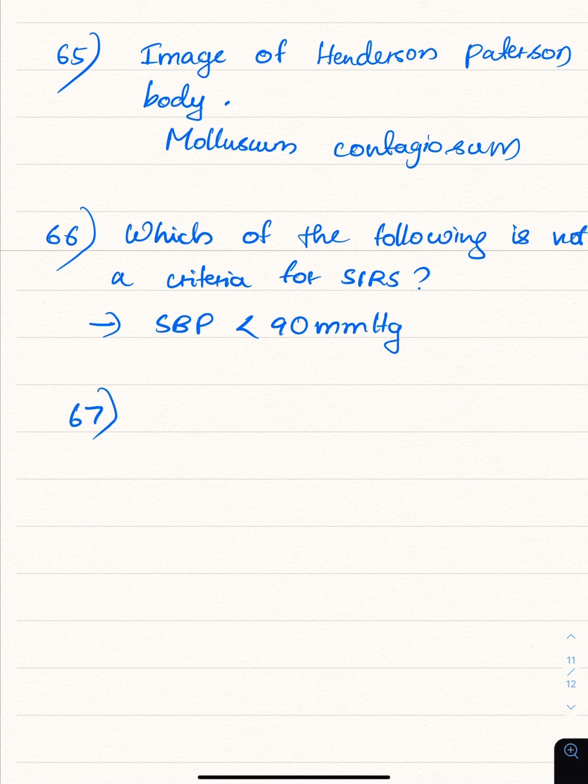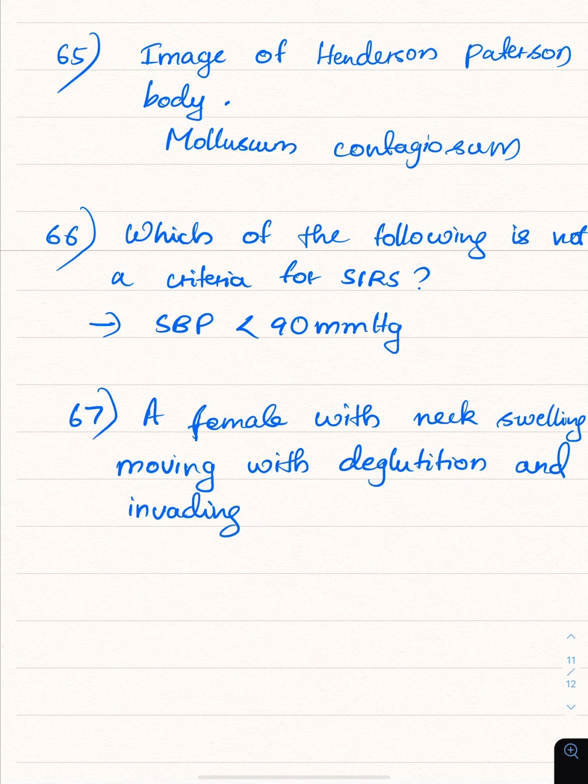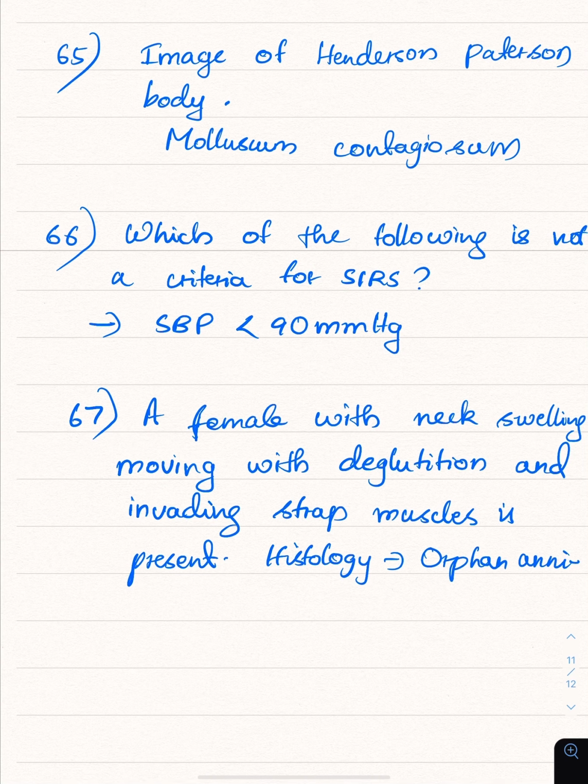Next one, 67th question. A female with neck swelling, moving with deglutition, and invading strap muscles is present. Also, a histological image was given which showed orphan nuclei. So the answer is papillary carcinoma thyroid.